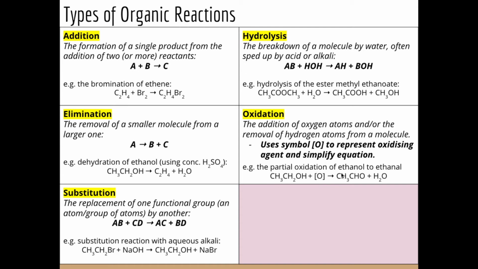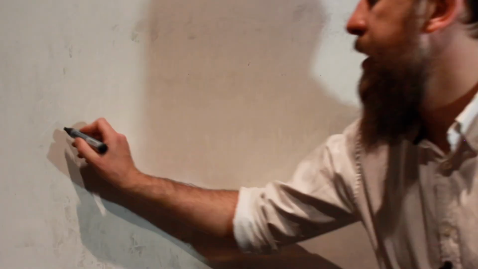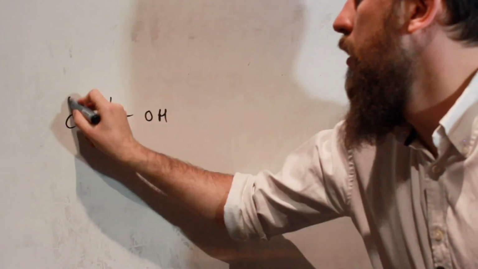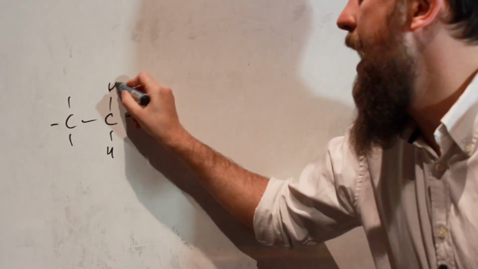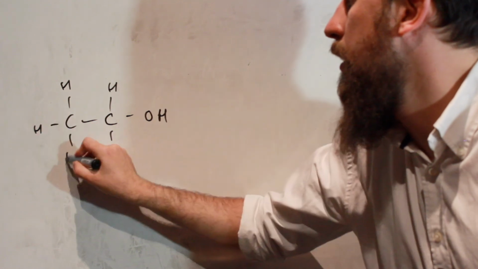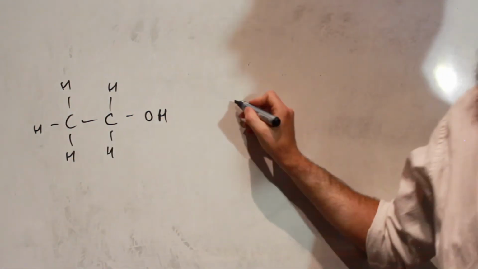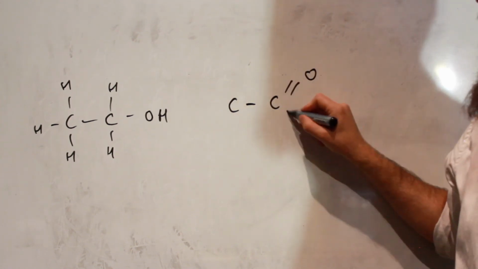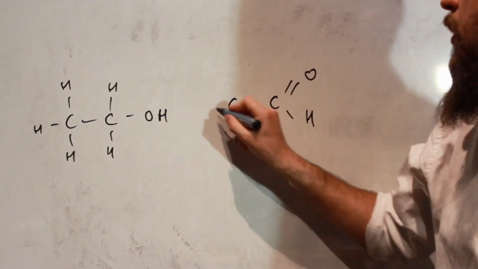For example, the partial oxidation of ethanol to ethanal. So we've got ethanol, we use our oxidizing agent, we symbolize it with the brackets O, and we oxidize it to an aldehyde. So in this case, if we look at the reactant, which was our ethanol, and if we look at the product, which is our ethanal. Yep. And let's look at how we could define this as an oxidation.